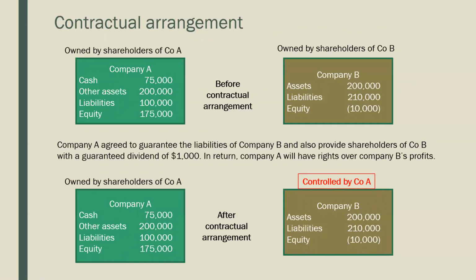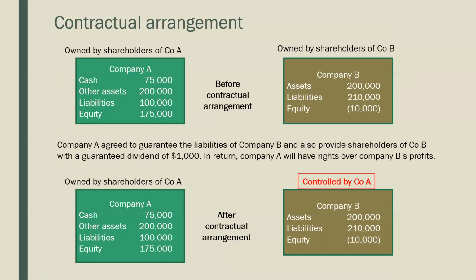Company A has not taken an equity interest in company B. Company A does not own shares of company B, although it is possible that company A might have owned some shares. We don't discount that, but this contractual arrangement that we're seeing did not require company A to do anything like that. All that company A did was say to the creditors of company B, you don't need to worry about the security of your money. We will provide a guarantee for the liabilities.